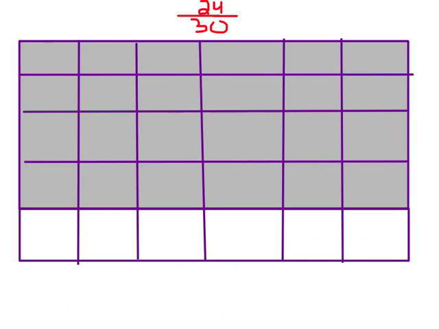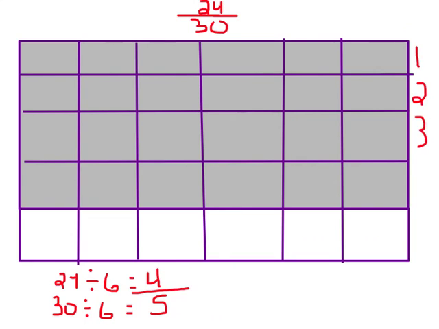24/30. I know that I can divide each row by 6 and get 4/5. So I know the simplest form of this is 4/5. I can see that using my model by seeing that 1, 2, 3, 4 groups of 6 out of the 5 are shaded in, or 4 out of 5. Now let's try one without a model.